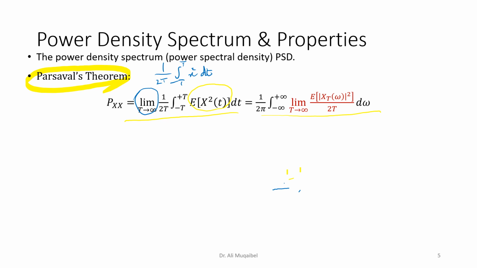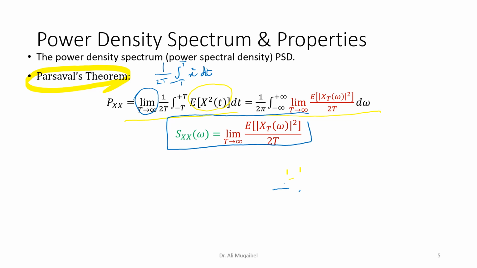Now if you look at the right-hand integration, you will find that you get the power by integrating a certain quantity. This quantity is defined to be the power density spectrum. It's a density, it's not direct power, because you need to integrate to find the power. So let's have this definition. We can put it inside the box because it's very important.